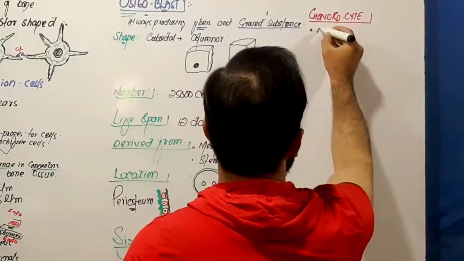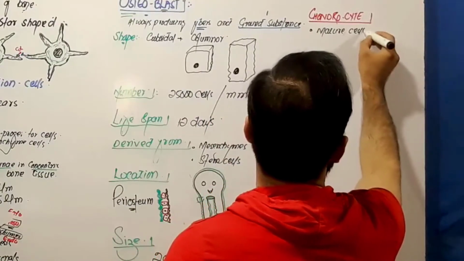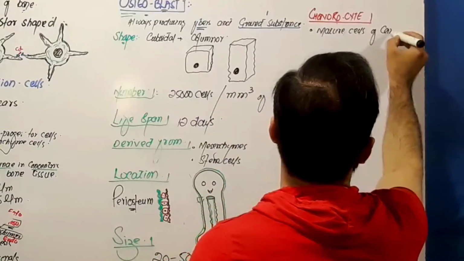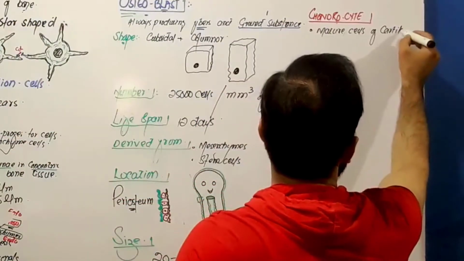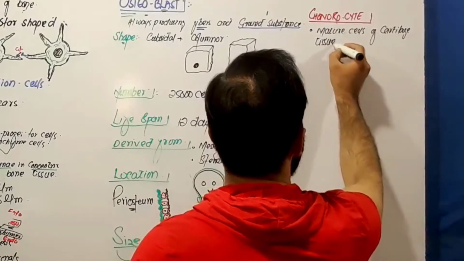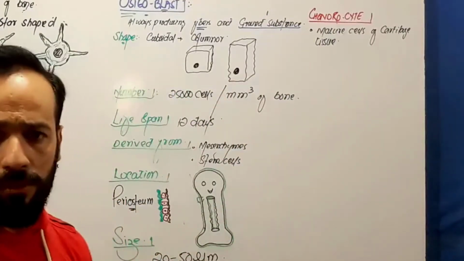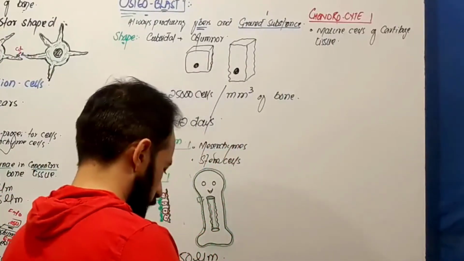So we say that these are the mature cells of cartilage tissue, right? These were the mature cells of the bone tissue. So the cartilage tissue, right friends? And cartilage in our body is also connective tissue. We will discuss the types and details of cartilage in next lectures, right?